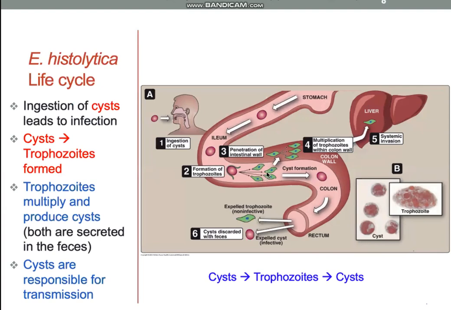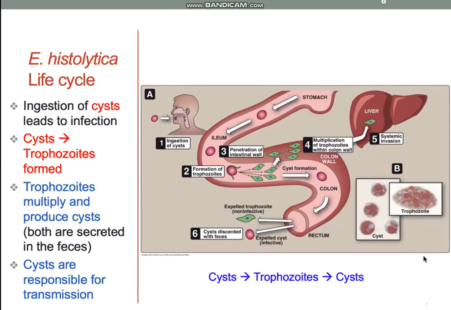Then the trophozoite will form the cyst, which is the one that will be passed with the stool, and then you can see it as the diagnostic stage. Okay, it's the one that will aid you in the diagnosis. Mostly, you will rarely see the non-infective stage, trophozoite. If you ingest trophozoite, you will not get infection. So the infective stage is cyst. To get the disease, you must ingest the cyst, not the trophozoite.